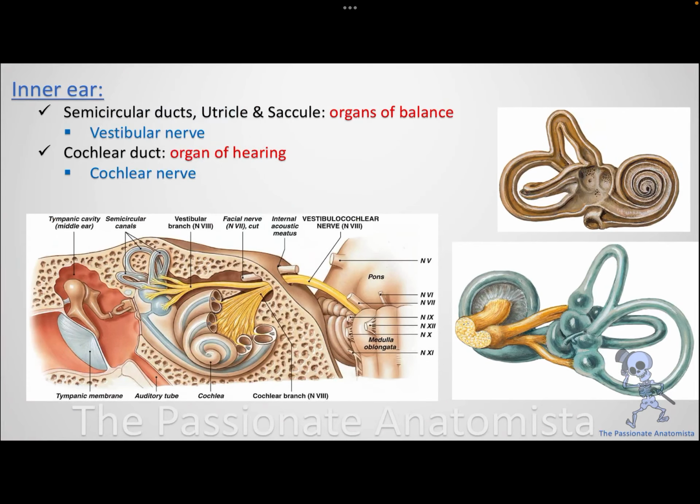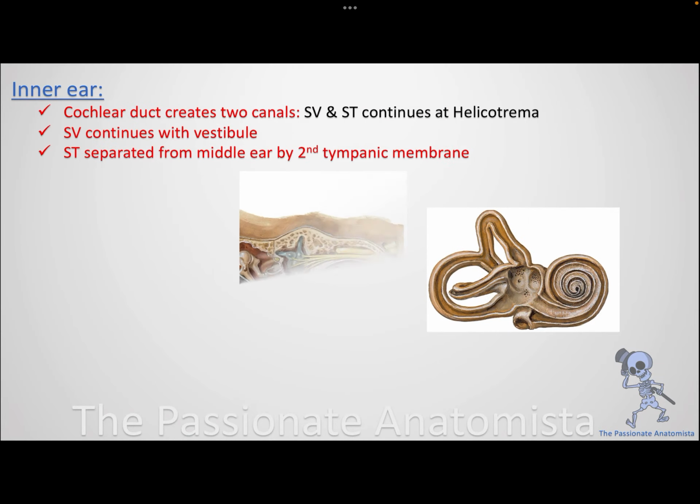All right, now the inner ear, again, has the semicircular ducts, utricle and saccule, when we talk about the balance, and that is processed by, as I just said, the vestibular nerve. And the cochlear duct is the organ of hearing, and this is by the cochlear nerve.